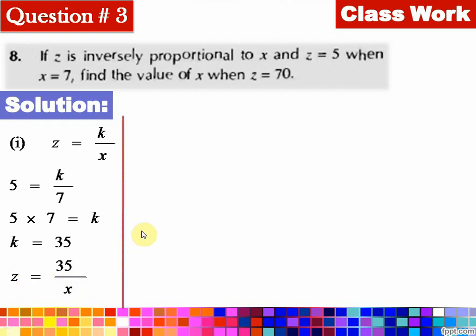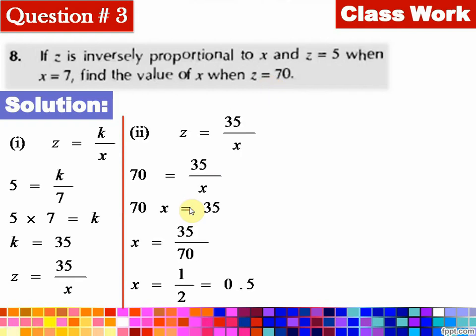Next, moving on, second part, find the value of x when z is equal to 70. So first we have to write the equation z is equal to 35 over x by putting the values. Z is 70, we have to find the value of x, k is 35, cross multiply both the values, 70 into x. Now 70 divided by 35 is equal to 1 over 2, which is 0.5. So easily we calculate the value of x, which is 0.5. Next, moving on, question number 4.